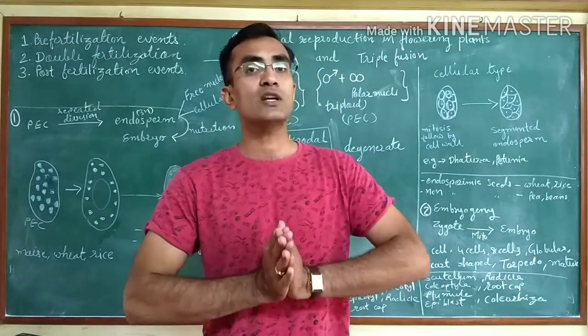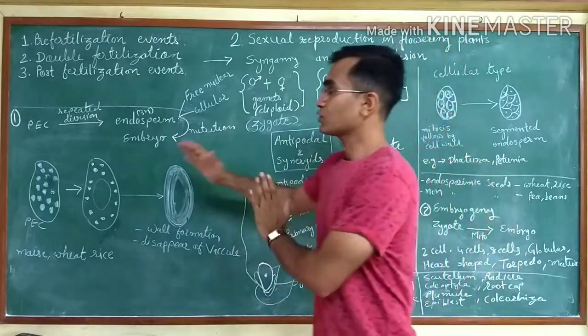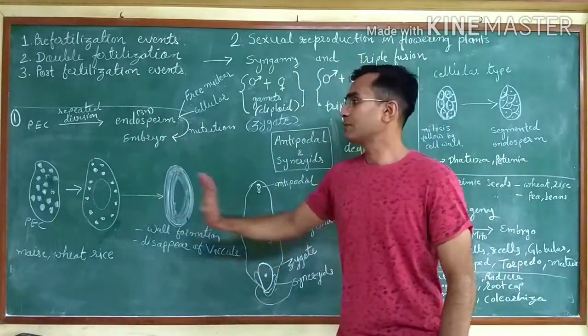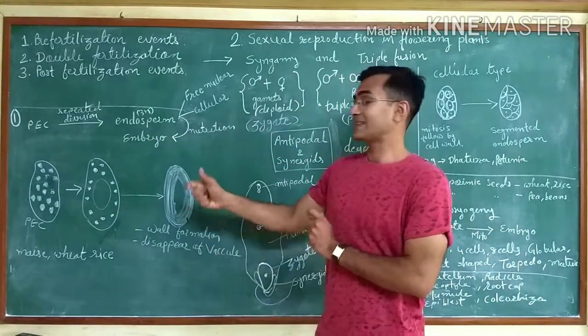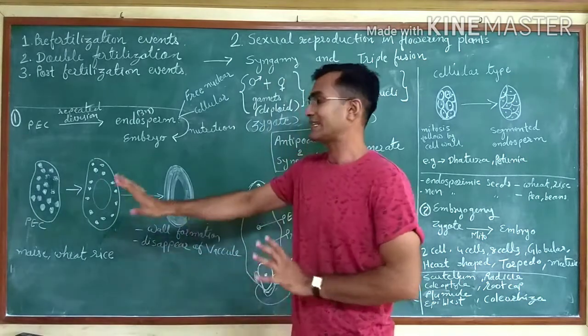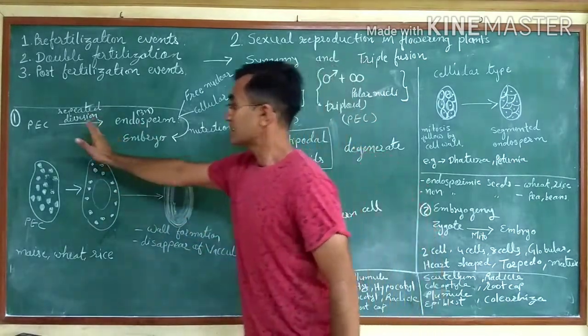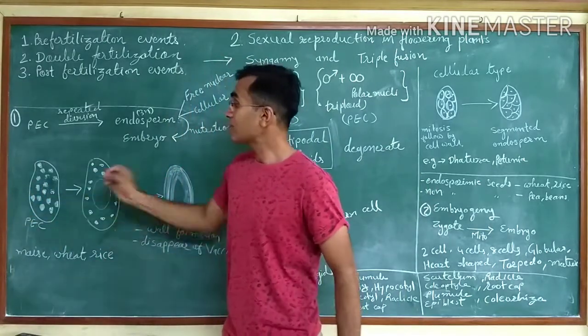In the free nuclear endosperm formation, what will happen? Here I have shown one picture just for understanding. Nothing is exactly like this. Don't consider this a real figure. That is not in your textbook. I have made it here just for understanding. See, this is the primary endospermic cell. Okay, now what will happen?